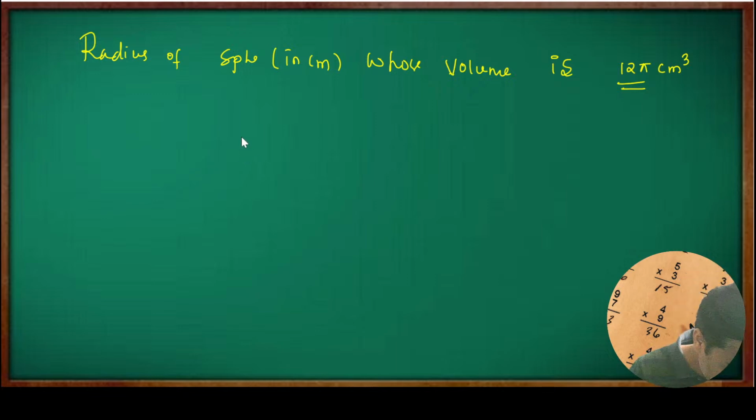So first of all, write formula for volume of sphere. What is volume of sphere given by? Volume of sphere is given by 4 by 3 pi r cube.